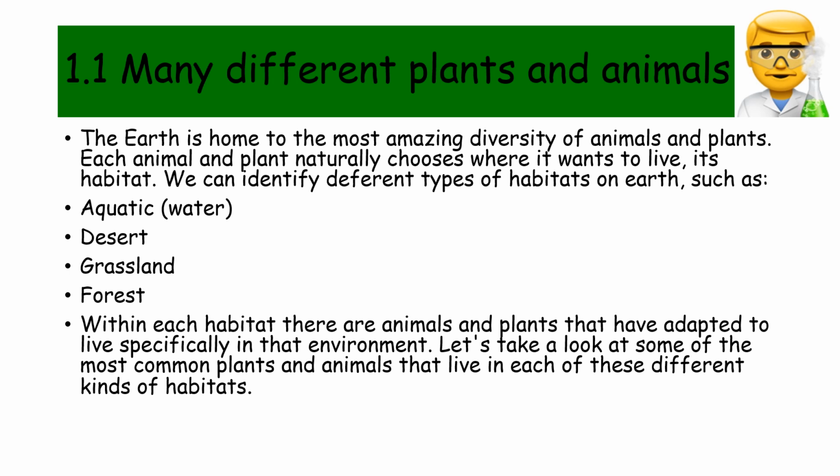Many different plants and animals. The Earth is home to the most amazing diversity of animals and plants. Each animal and plant naturally chooses where it wants to live, its habitat. We can identify different types of habitats on Earth, such as aquatic, that is the water, the desert, grasslands, and forests. Within each habitat, there are animals and plants that have adapted to live specifically in that environment. Let's take a look at some of the most common plants and animals that live in each of these different kinds of habitats.